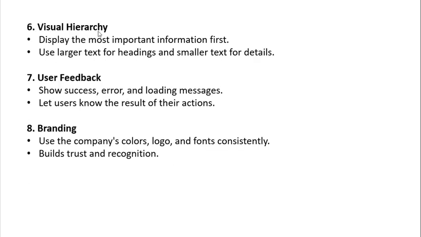Sixth is visual hierarchy: display the most important information first and use large text for headings and smaller text for details. Seventh is user feedback: show success, errors, and loading messages and let the user know the result of their actions. And eighth is branding: use the company's colors, logos, and fonts consistently to build trust and recognition.